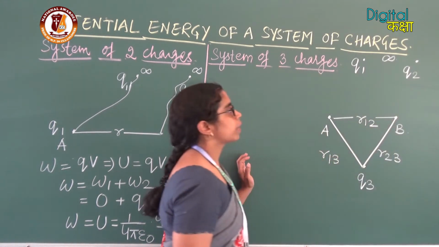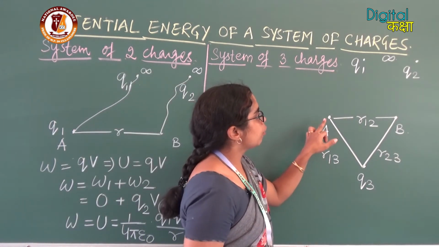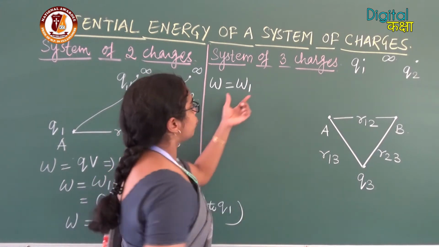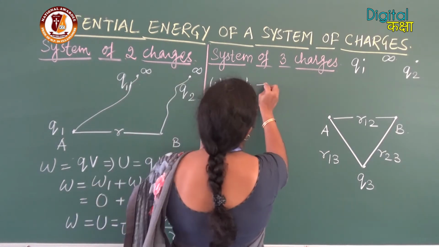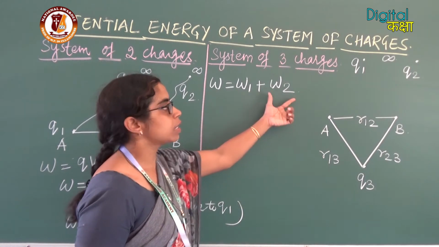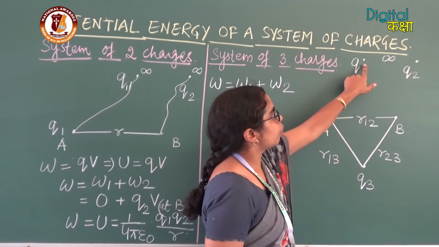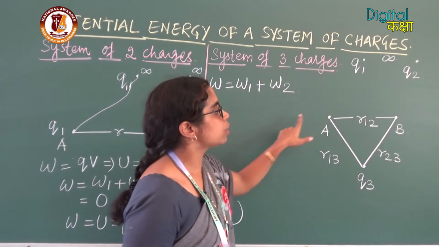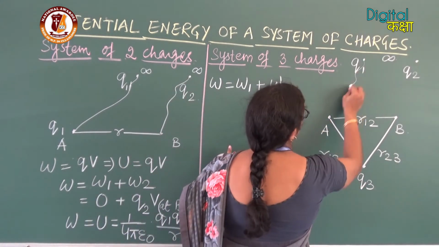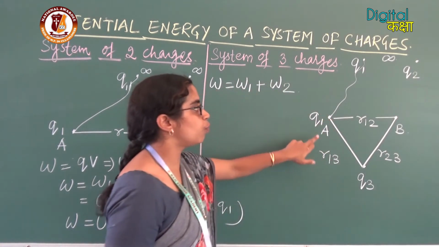Also, the distance between A and B can be taken as R12. Now, the work done in this case will be equal to the sum of the work done to carry both the charges and is written as W1 plus W2. Coming to the diagram, now when we will be bringing the charge Q1 from infinity to the point A, this is the position of Q1.